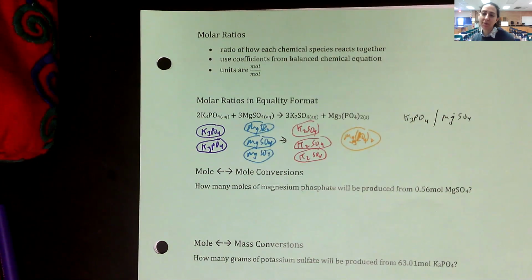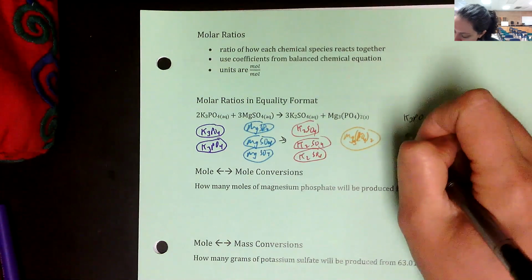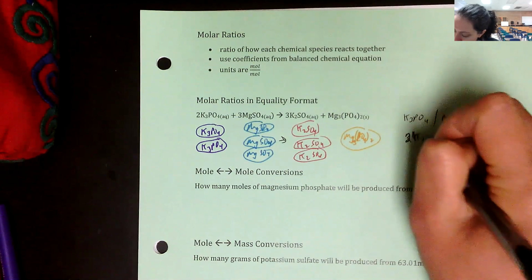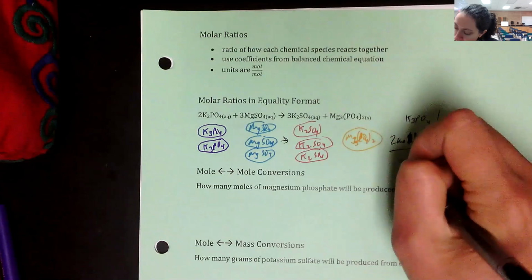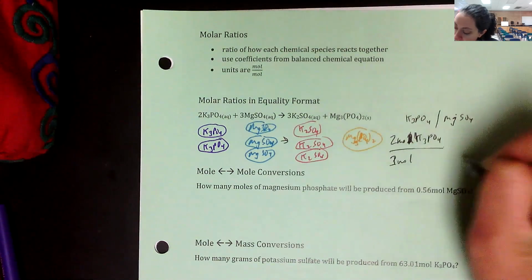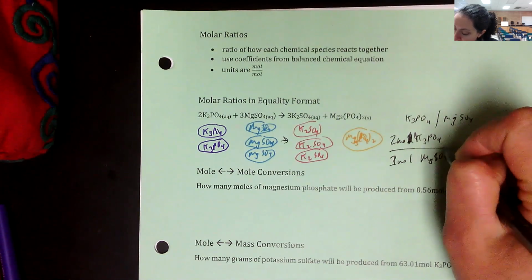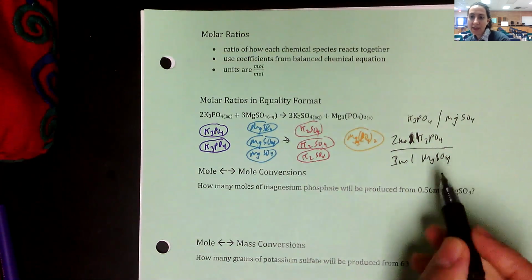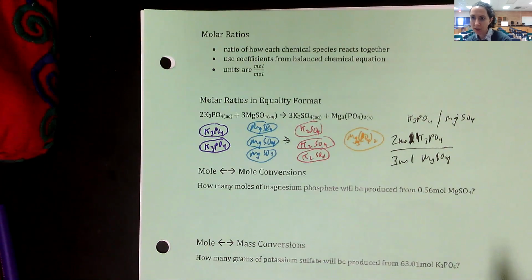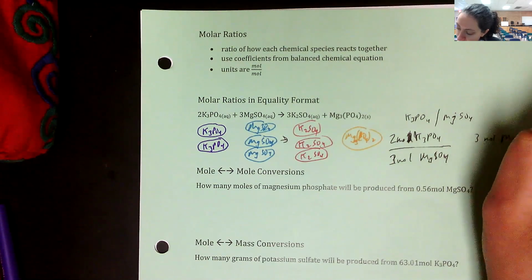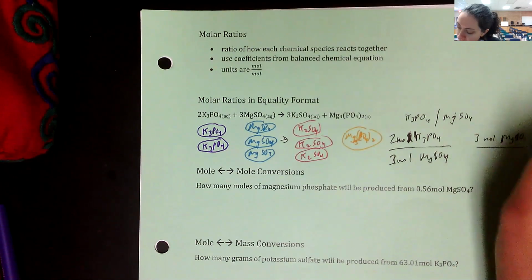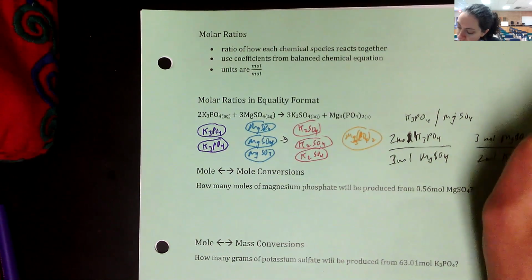It's kind of like for every 1 cup of flour, you need 1 cup of sugar to make cookies. So the way that we would write the molar ratio in equality format would be 2 moles of K3PO4 for every 3 moles of MgSO4. This is a molar ratio in equality format. We could also write it the opposite way: for every 3 moles of MgSO4, there are 2 moles of K3PO4.